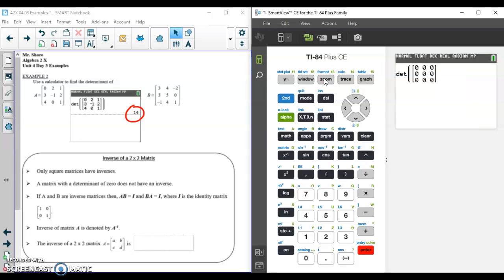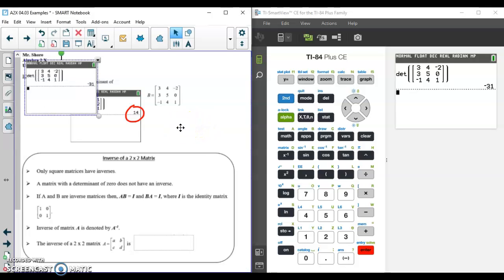We enter the numbers, 3, 4, and then -2. And 3, and 5, and 0. And then we have -1, 4, 1. Close our parentheses, hit enter, and we see the answer is -31.